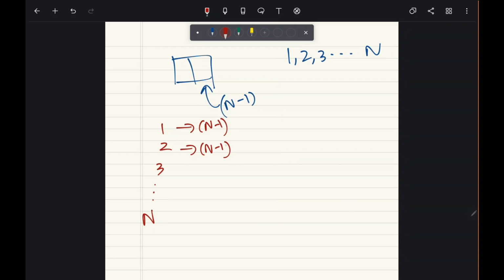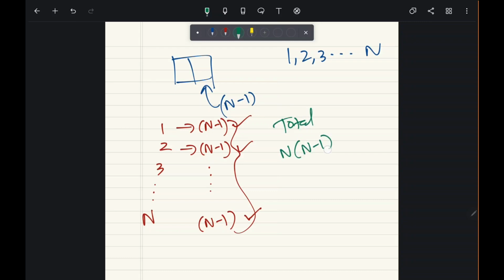So how many of these are there? So n minus 1 choices here, n minus 1 choices here, and then n minus 1 choices right up to n. So there are n of these, right? So in total, I have n into n minus 1 choices.